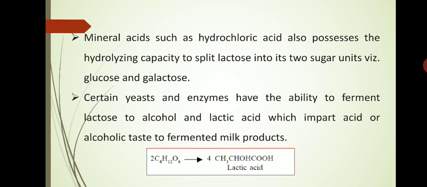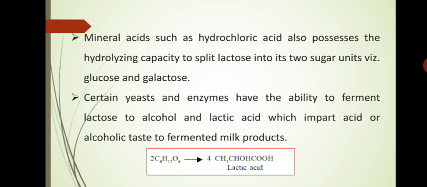Mineral acids such as hydrochloric acid also possess the hydrolyzing capacity to split lactose into two sugars, glucose and galactose. So besides enzymatic breakdown of lactose, if you consider chemical breakdown, hydrochloric acid is a strong acid, and lactose gets broken down by hydrochloric acid into glucose and galactose.